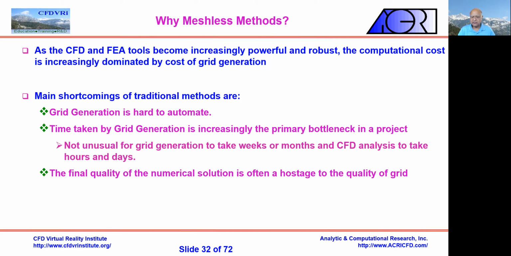It's not unusual for grid generation to take weeks or months even, where the CFD analysis will take hours or days, okay? The second thing is that in traditional methods, the final quality of the numerical solution is hostage to the quality of the grids. And then it's expensive to go back and generate another grid and try a different one.